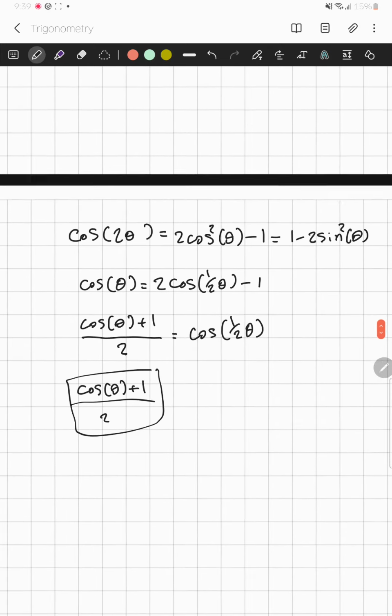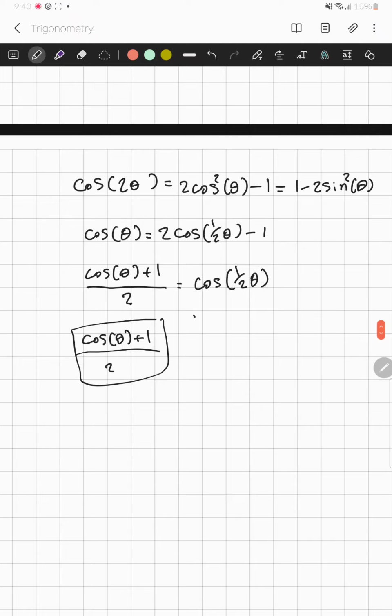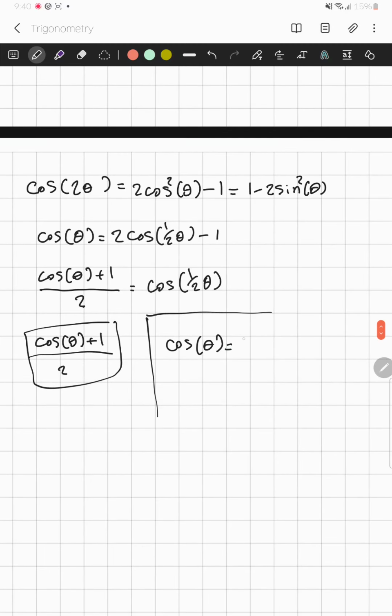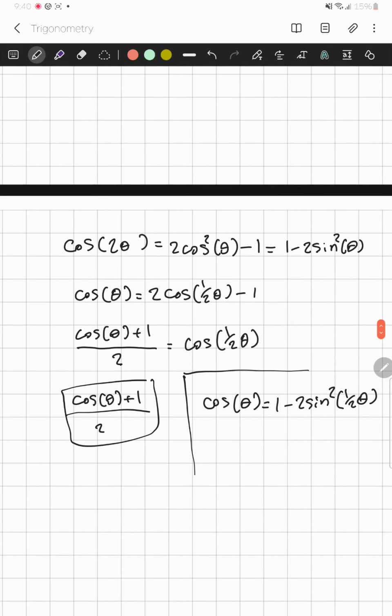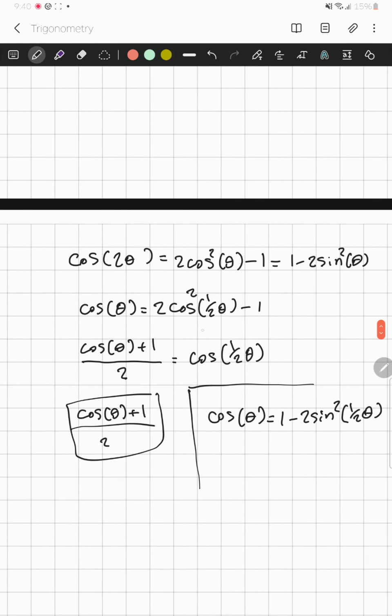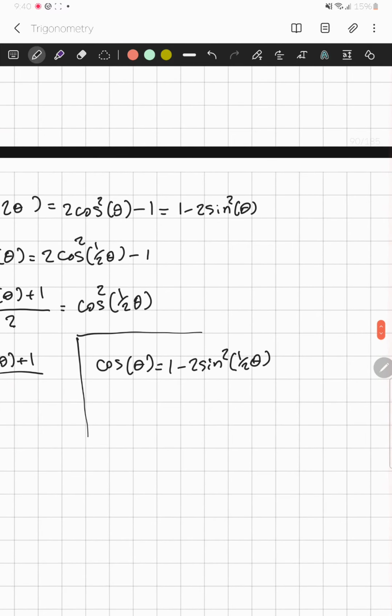We know the other formula, where this equals 1 minus 2 sine squared theta. So we just reduce this to make it a half angle formula. And now we solve for sine. Oh, I forgot here, I'm sorry. So here it's squared, don't forget.